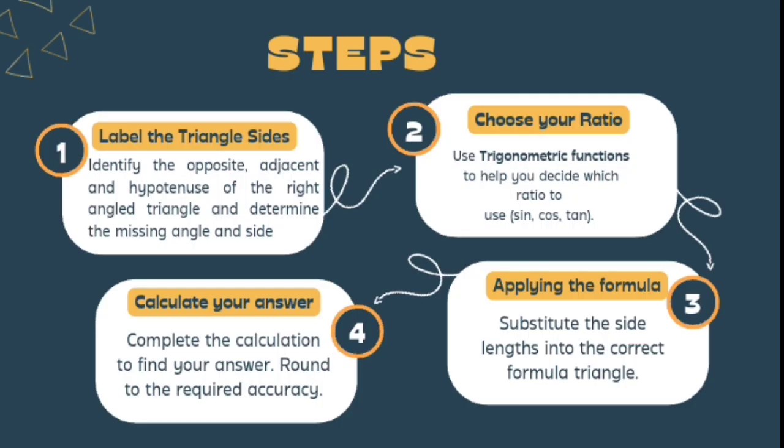These are the four steps in solving the missing sides and angles of the right triangle. Step 1. Label the triangle sides. Step 2. Choose your ratio. Step 3. Apply the formula. And the last step, calculate your answer. The following will be discussed further in the next slides.